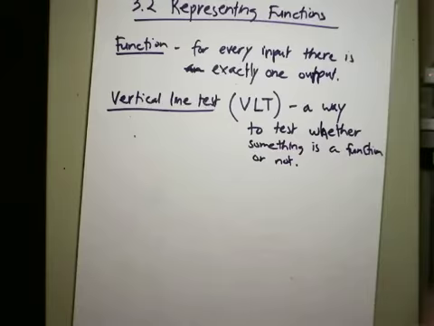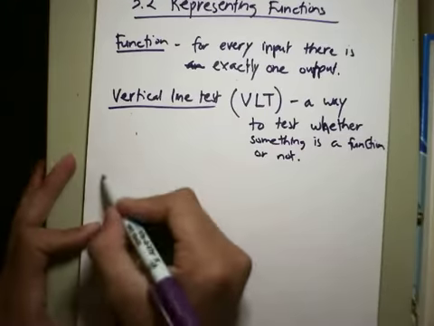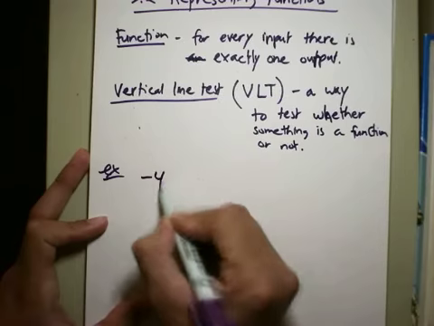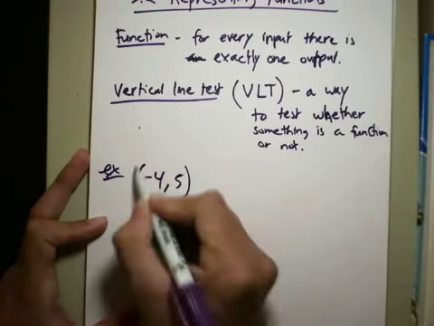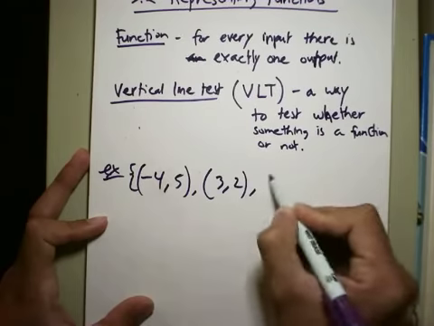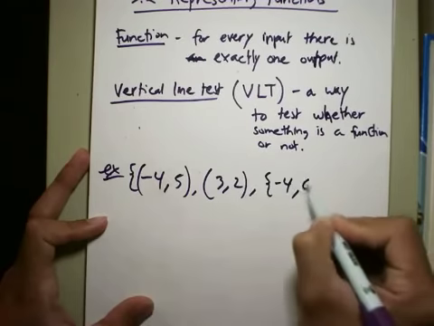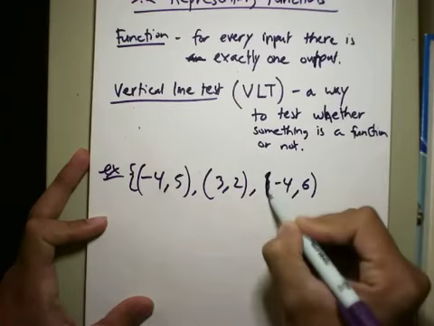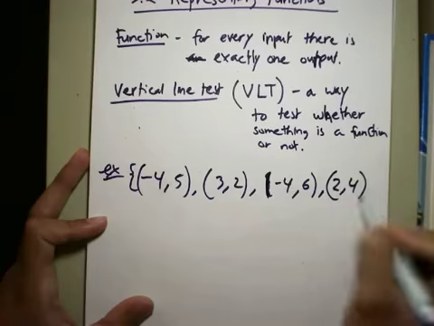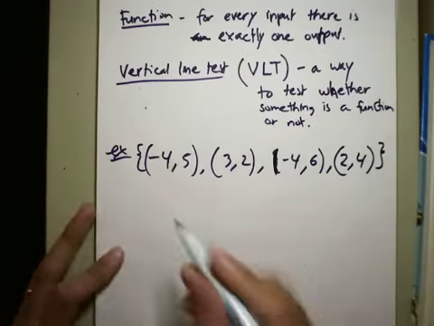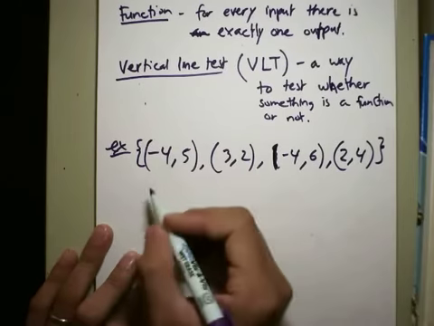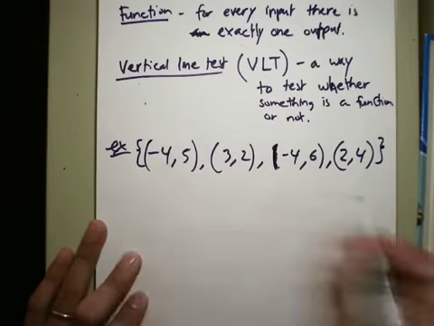So let's take a look at a quick example. Imagine I have this relation right now. I have (-4, 5), (3, 2), (-4, 6). Oops, I kind of messed up there with my sign. And (2, 4). Okay, so I have 4 points. Let's do a quick table. Of course, a table doesn't tell you the whole story, but a mapping diagram definitely will. But I'm going to show you all 3 different ways to represent it.